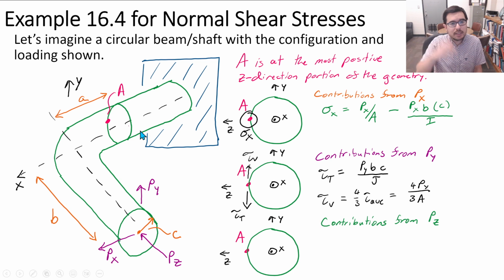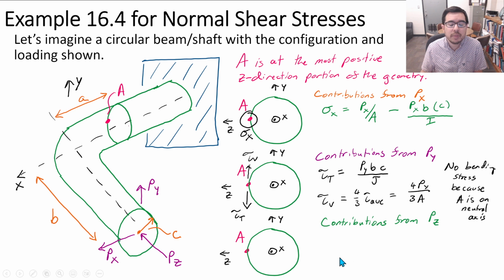Now, I said bending a second ago. Py is definitely causing a bending, and it's about the z direction, but it's not going to be causing a bending stress at A. It would be causing bending stress at the top or the bottom, but not at A, because A is at the neutral axis. So we could just write, there's no bending stress because A is on the neutral axis.